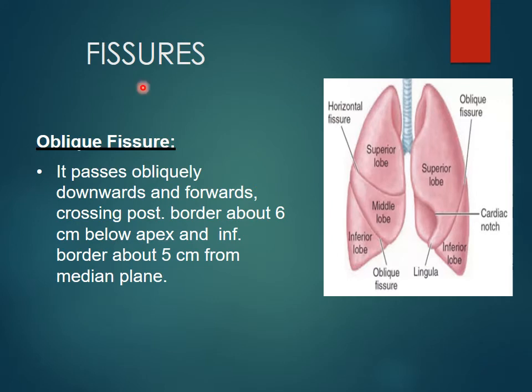To divide the lung into different lobes, there are deep furrows known as fissures which divide the lung mass into different lobes. The first fissure is the oblique fissure. As the name designates, the oblique should run obliquely. It passes obliquely downward and forward, crossing the posterior border about 6 cm below the apex and the inferior border about 5 cm from the median plane. On the left side, it divides the lung into the superior lobe and inferior lobe, while on the right side, it divides the lower part into the middle lobe and inferior lobe.